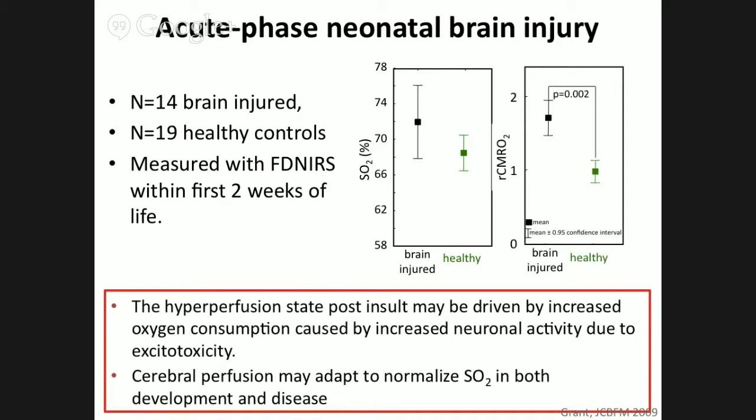But if we look at CMRO2, we see significant increases in the brain injured group, likely due to the increased oxygen consumption that can be accompanied by increased neuronal activity due to excitotoxicity. But if we had just been monitoring SO2, we would not have been able to detect that injury.